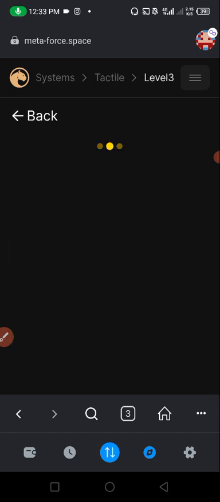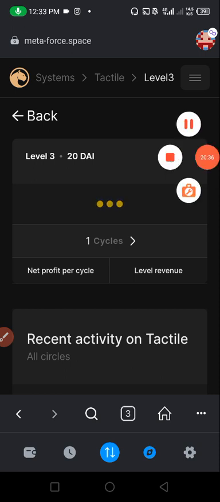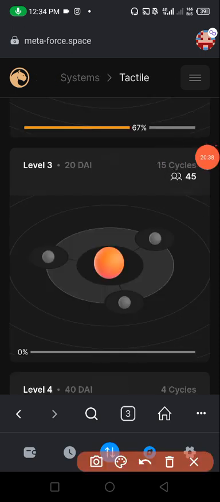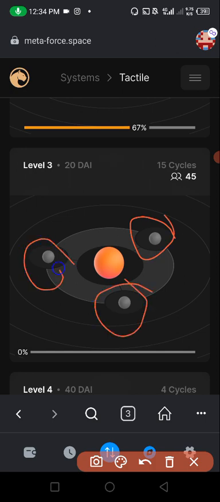One, one, okay, one, two. Then this one will be used to recycle the level so that the process can continue again. So one cycle on level three is $20. So you're earning a total of $40 on level three. Then the thing will recycle and the process continues again.